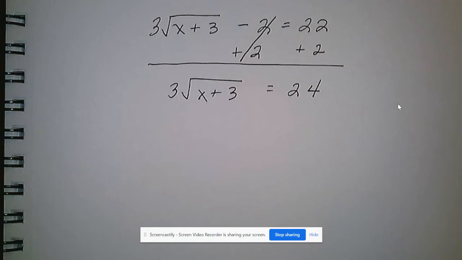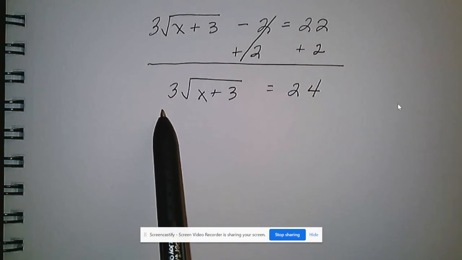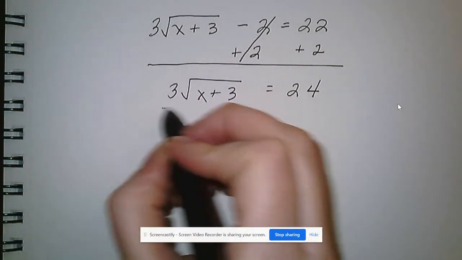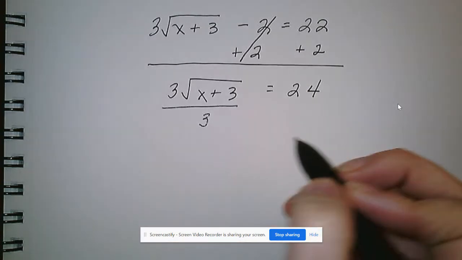All right, so I'm one step closer to getting that x by itself. Now, we've done an addition or subtraction. Now let's see if we need to get rid of some multiplication or division. And we do. We've got this 3 right here that we're multiplying. We need to get rid of it on this side. So it's being multiplied by the radical. And to undo that, I need to divide. So I'm going to divide this side by 3.